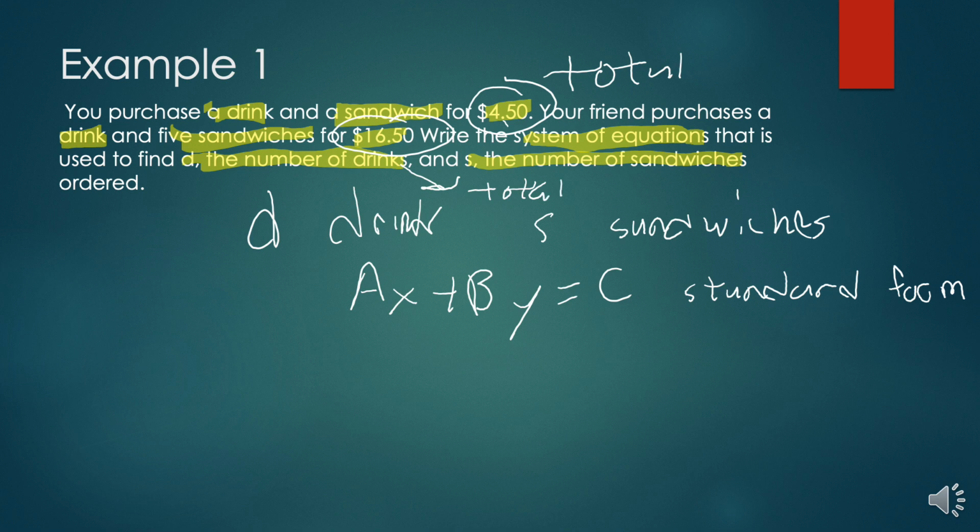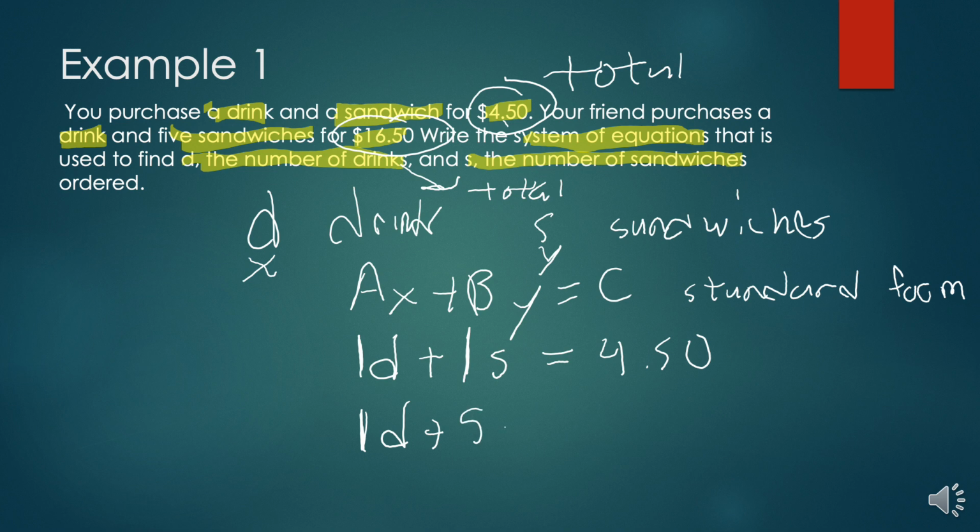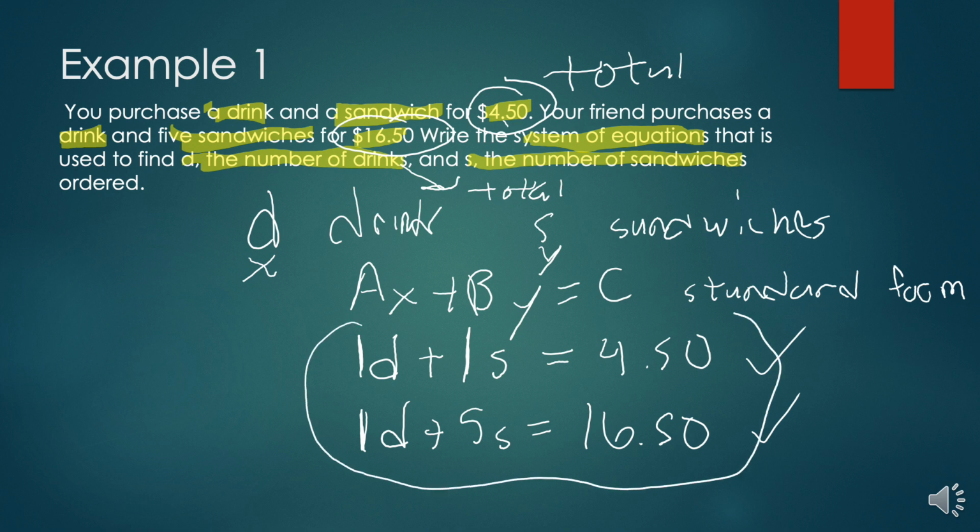So now I could go ahead and start writing my equation. I'm going to go ahead and label this one X. I'm going to label this one Y. So my first sentence, it says I bought a drink. So that means one drink plus one sandwich, because a sandwich is one sandwich, is equal to $4.50. The second equation says I bought another drink plus 5 sandwiches, which is equal to $16.50. Now at this point, this is my system, and now I can go ahead and solve it if I need to, but we're just asking you to write it. So this right here will be my equations.